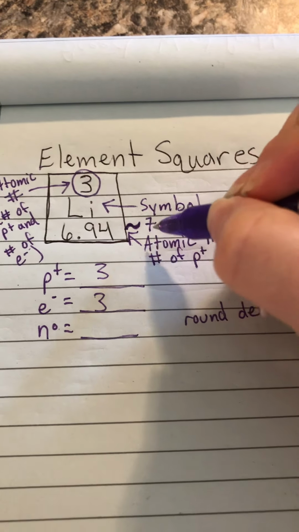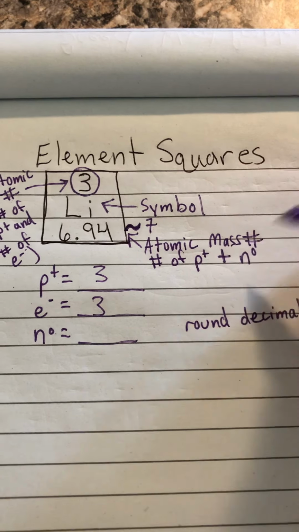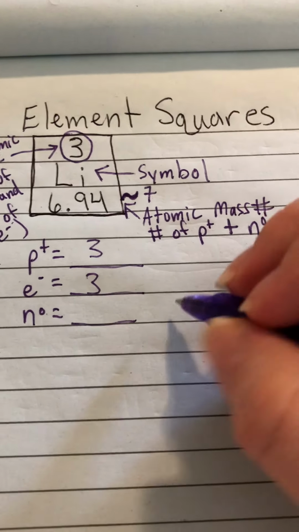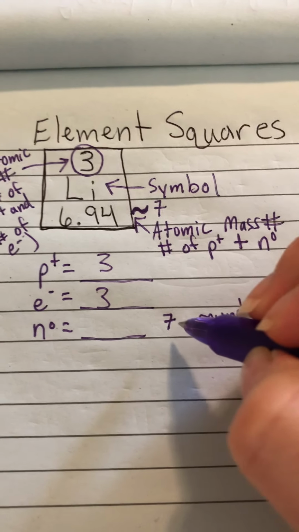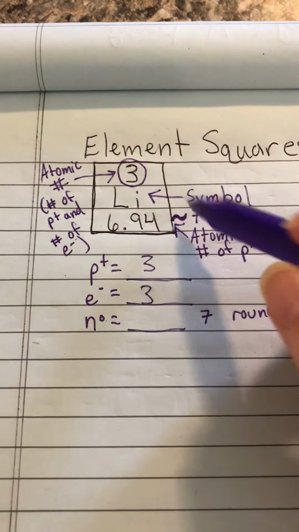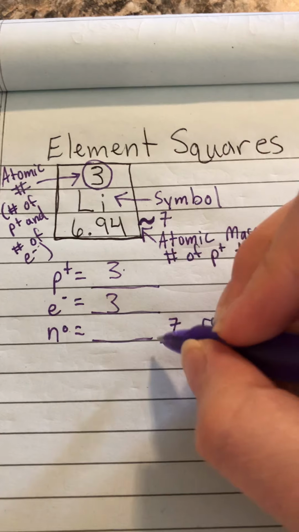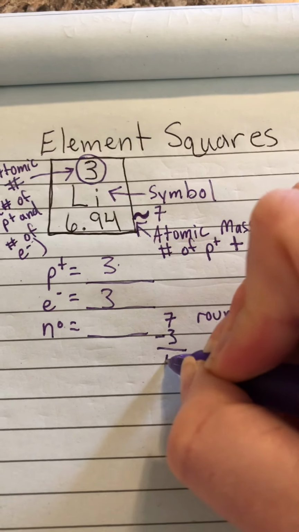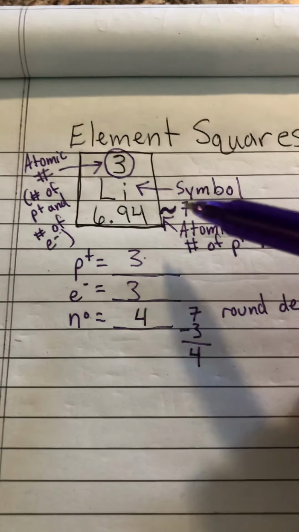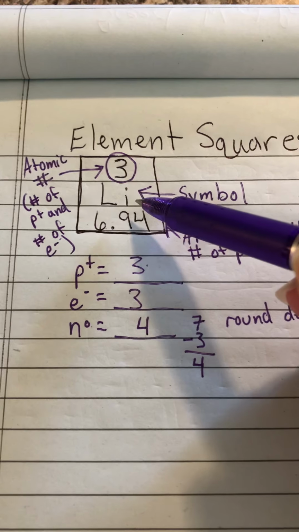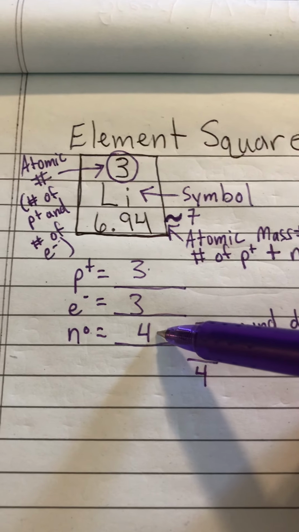That number 7 is not the number of neutrons. No, no, no. It's the number of protons plus neutrons. So I have to do a little math problem. I have to take that 7 that I just rounded, and I have to subtract out the number of protons, because protons are in there as well. So I subtract out the number of protons, which was 3, and that gives me a 4. So, based on just looking at this element square, again, you should be able to pick out the number of protons, electrons, and neutrons.